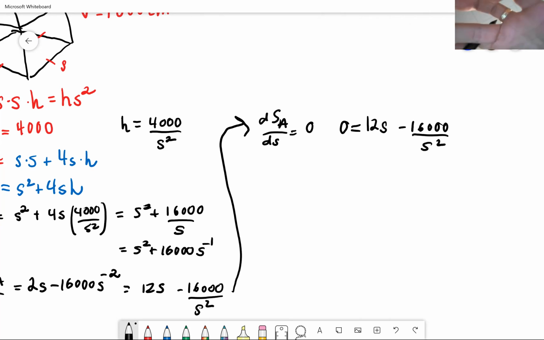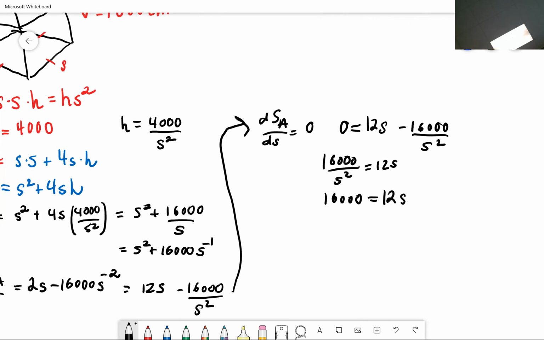That's a 12s. Let me make it. All right, see if this step makes sense to you. Does that make sense? Yes, I like that. So this becomes s to a third, right? And then you take 16,000 divided by what?